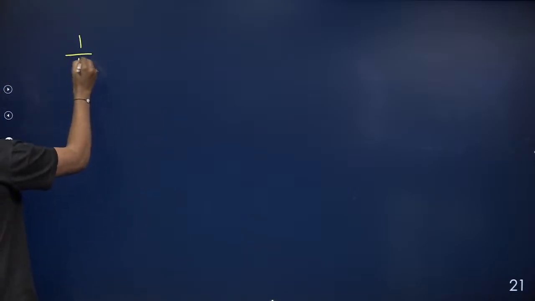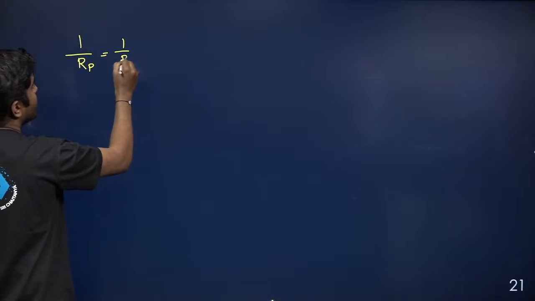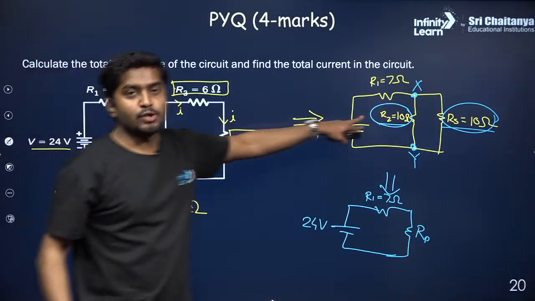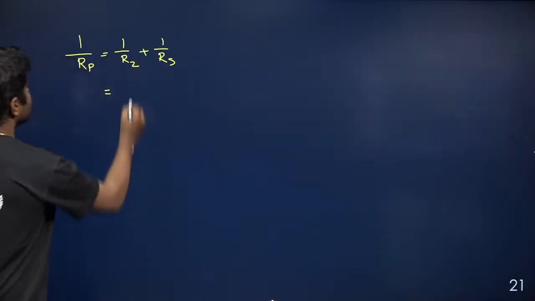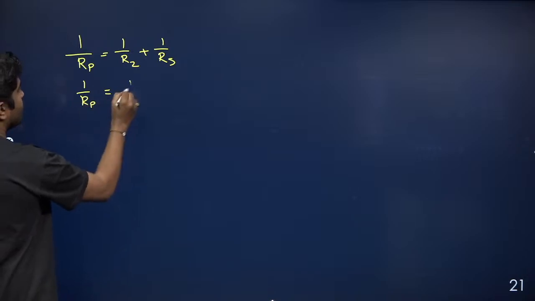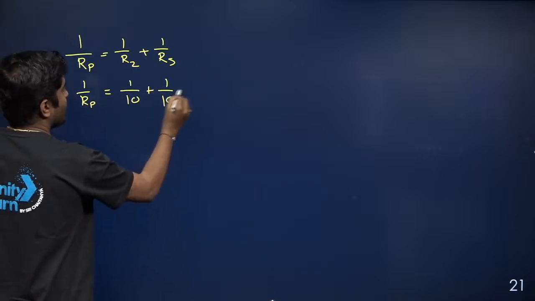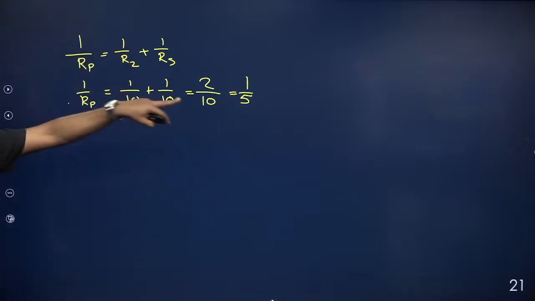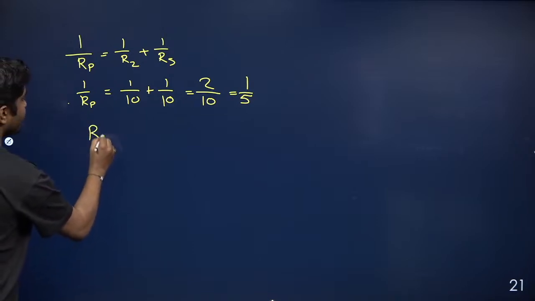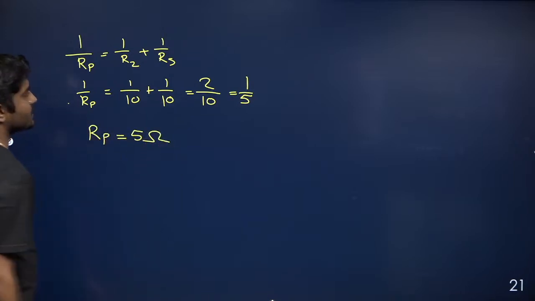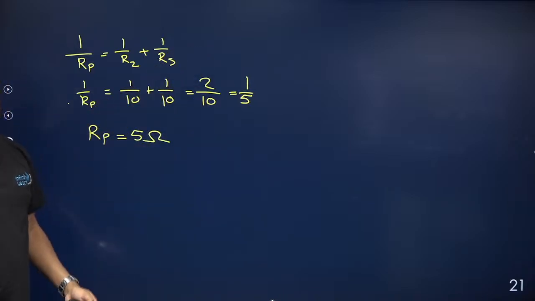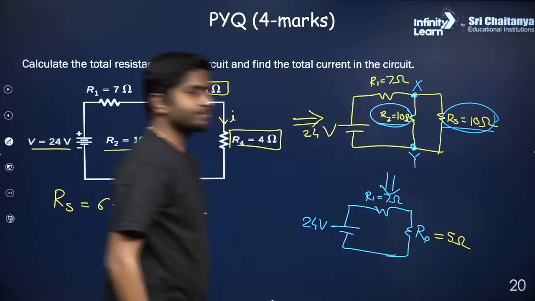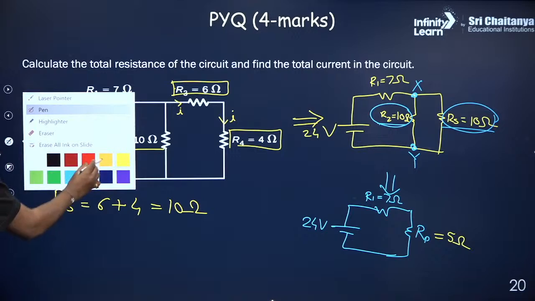So 1 by RP is 1 by R2 plus 1 by RS. And what is the value of R2? R2 is 10 ohms, RS is 10 ohms. So 1 by RP will be 1 by 10 plus 1 by 10, which is just 2 by 10, which is 1 by 5. But what is this? 1 by RP, correct? So RP value is 5 ohms. Just take the inverse of this. So now this RP we have calculated to be 5 ohms. So now our life is much easier.